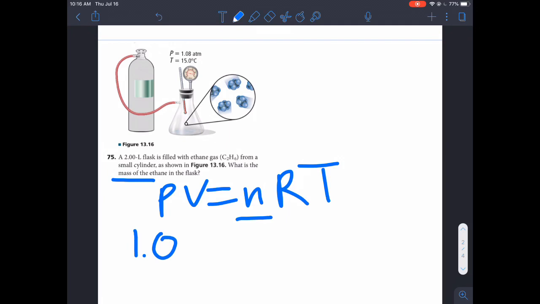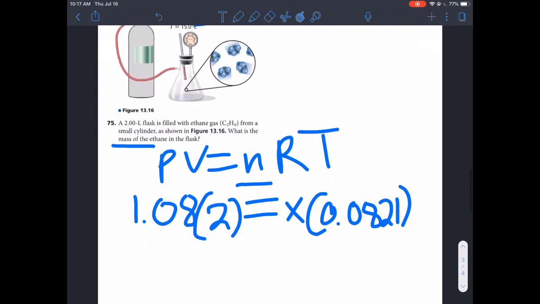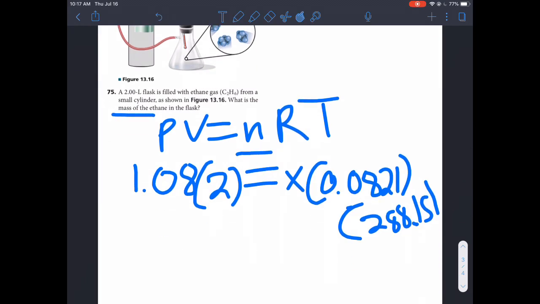So pressure is going to be 1.08. Volume is 2. And then n is what we have to solve for. And then R would be 0.0821 because we're using atmospheres. And then for temperature, it's 15, but that's 15 degrees Celsius, and we have to convert it to Kelvin. So we're going to add 273.15. So then we'll get what we need, which is 288.15, because that's in kelvins. We have to use kelvins. So then let's just solve.